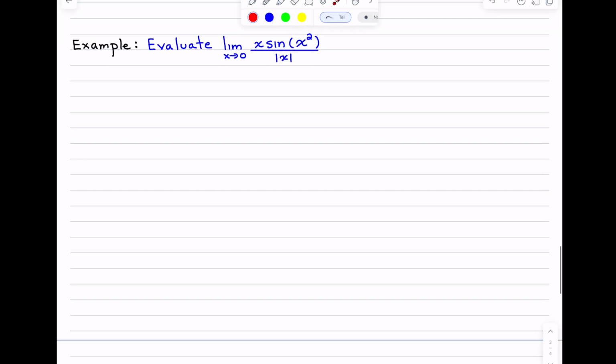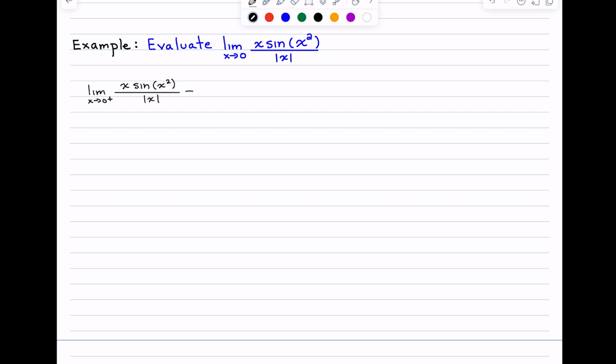So here we have, again, a problem with absolute value in it, but it's a little different. And again, I can do this problem without investigating one-sided limits. I can do that by multiplying top and bottom by the absolute value of x. But that's a little tricky. Say you didn't think of that, then you wouldn't know to do that. That's the advantage of one-sided limits.